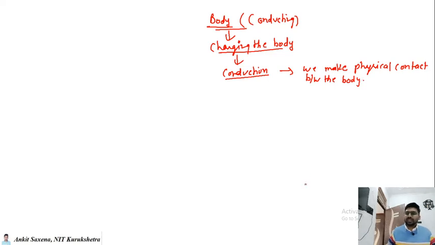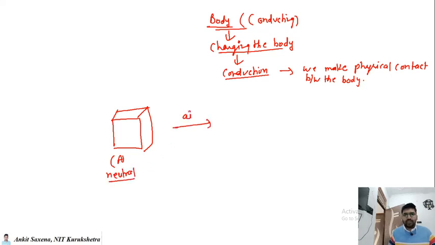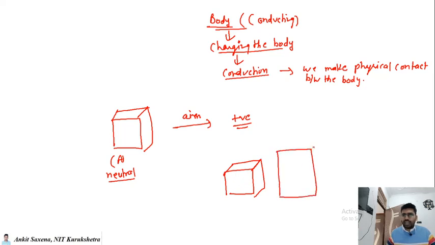Now I am taking a suitable example so that it will be clear to you. For example, this is the body A, and in the starting this body A is a neutral body. And what is our aim? Our aim is we want to charge this body with the positive. So this body is neutral in the starting, so we just take another body.